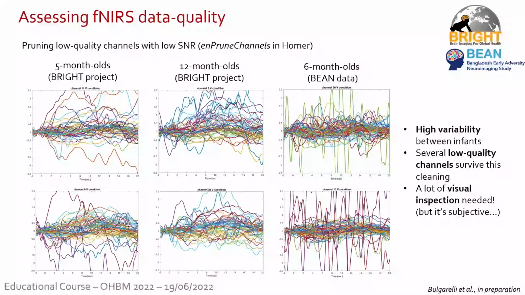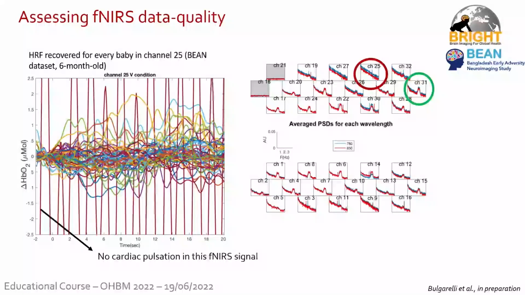And this was across different projects. It was from the BRIGHT project, but also from the BEAM project, which is collecting NIRS data in Bangladesh, very similar to the BRIGHT one, and across different ages. So it wasn't something specifically related to a sample.